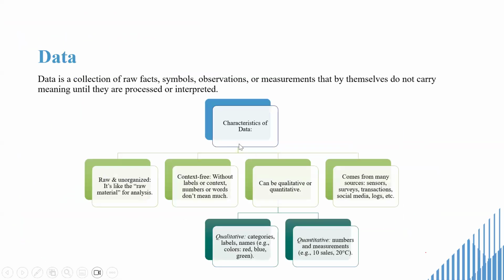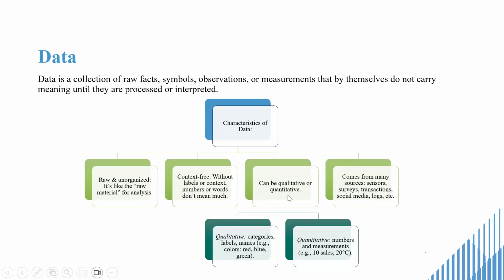So the characteristic of data is that it is raw and unorganized. It is the raw material for analysis, without any changes. It is just digits or observation samples that are not organized, and context free, without labels or context. Numbers or words do not mean much, like two, three, four. It does not have any meaning by itself.